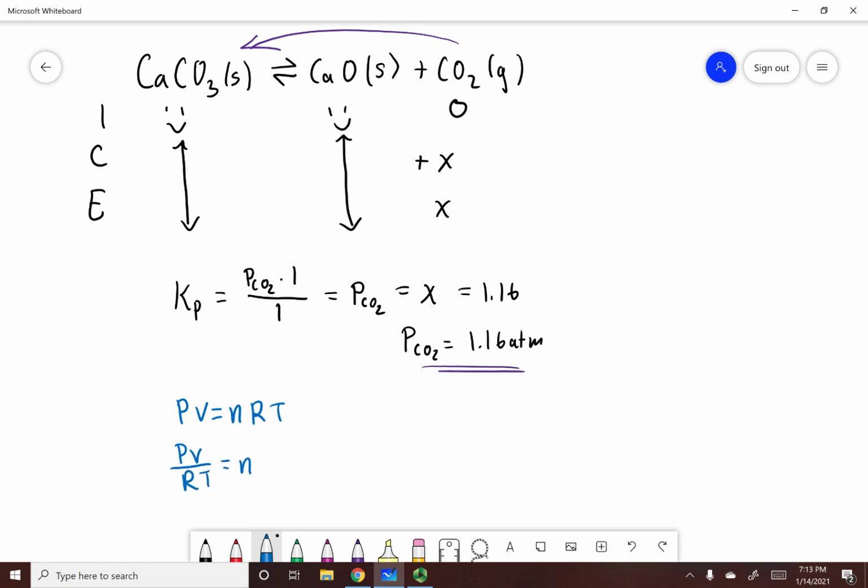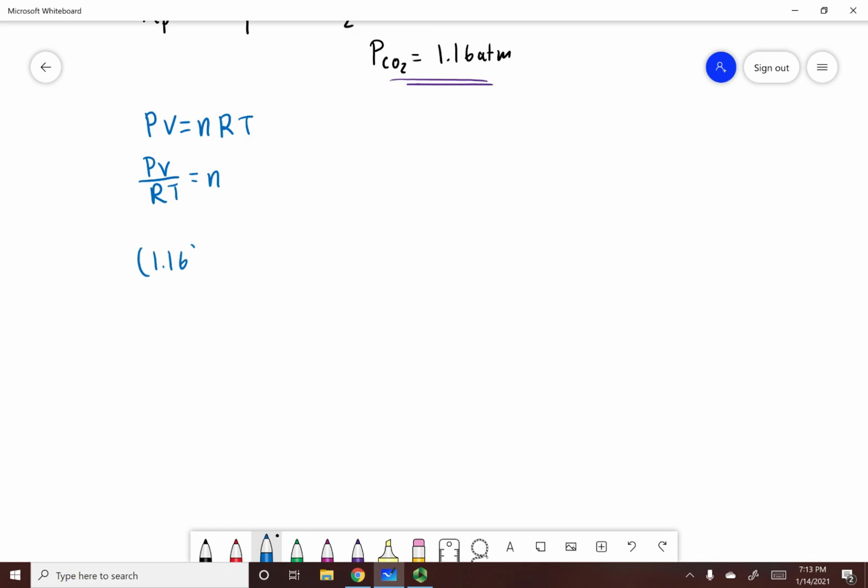So let's plug in our values. Our pressure is 1.16. The volume of this container is 10 liters. My gas constant, I can look up on my constant sheet, and we should input our temperature in Kelvin. They gave it to us as 800 degrees Celsius, so I'm just going to add 273 to that. I can run this calculation out, and I see that this is 0.1317 moles of CO2.